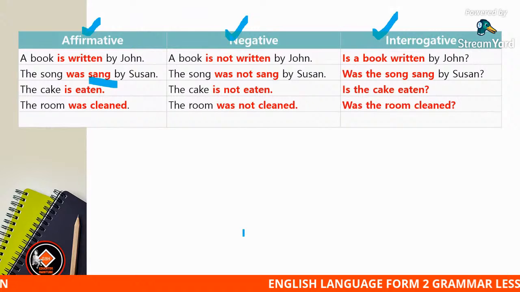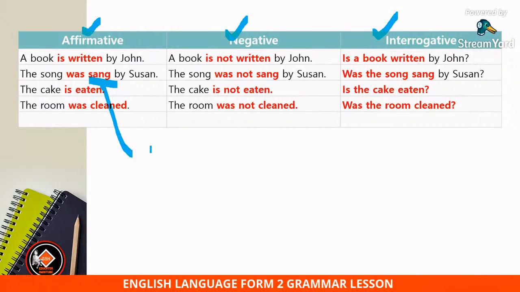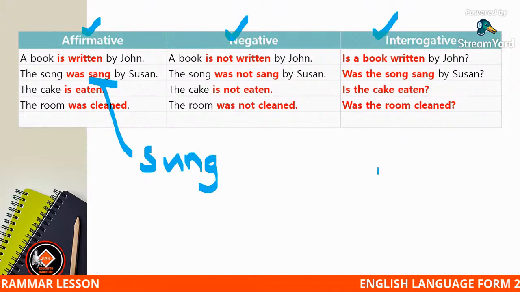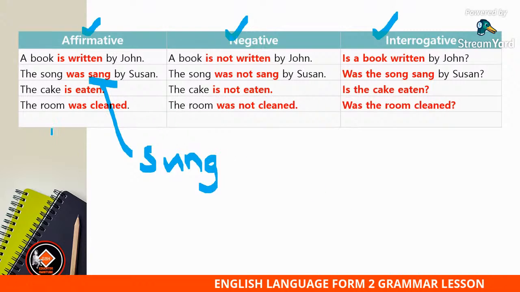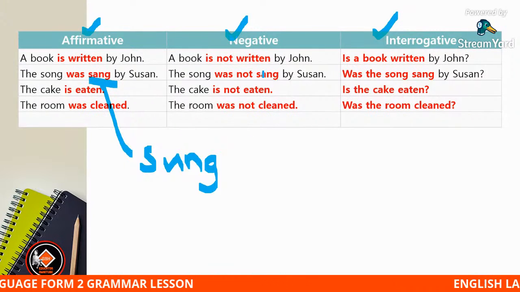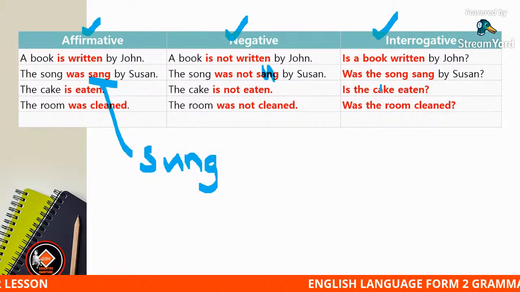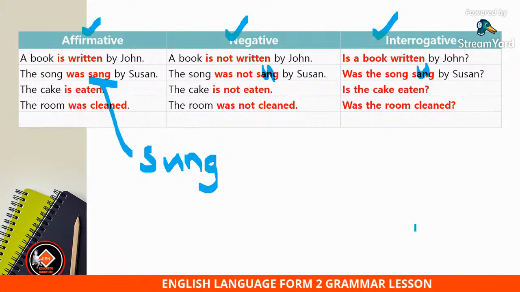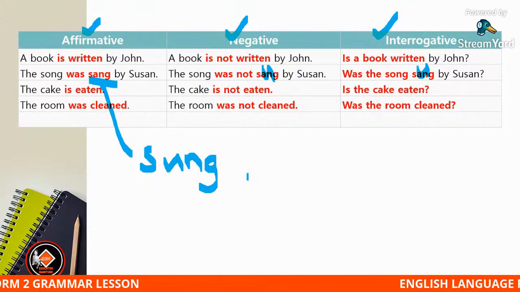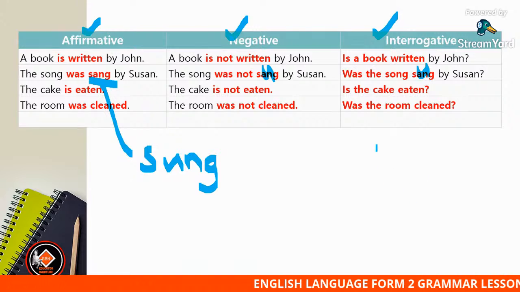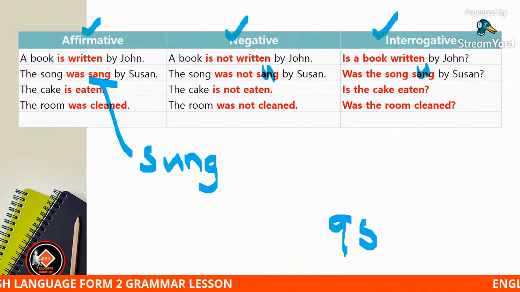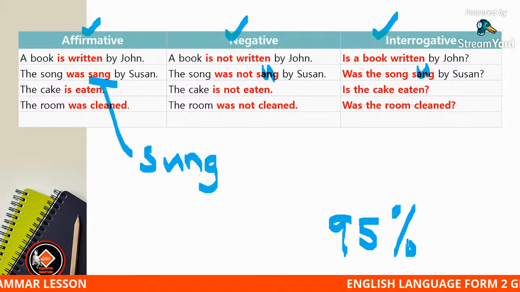Okay, good. Agendra says sung. Yes. So this is a mistake. I purposely put the wrong one. So the song was sung. Good. The song was sung by Susan. Negative: the song was not sung by Susan. Question: was the song sung by Susan? So you see here, you learn only two, present and past, and you are already confused. That's why normally in KGV, 95% of students do not know how to write passive sentences.